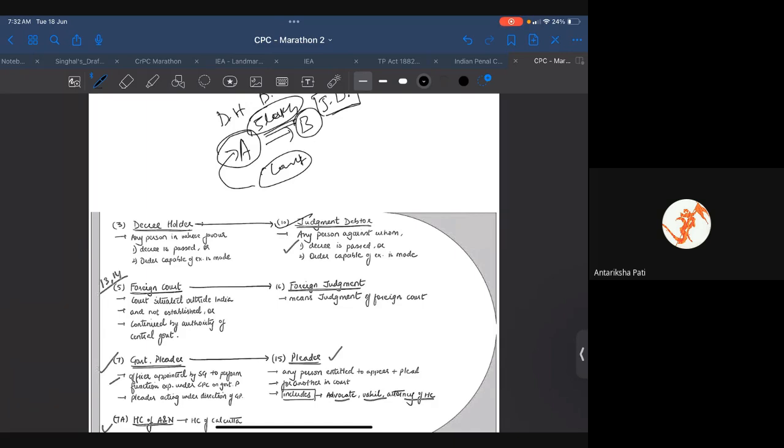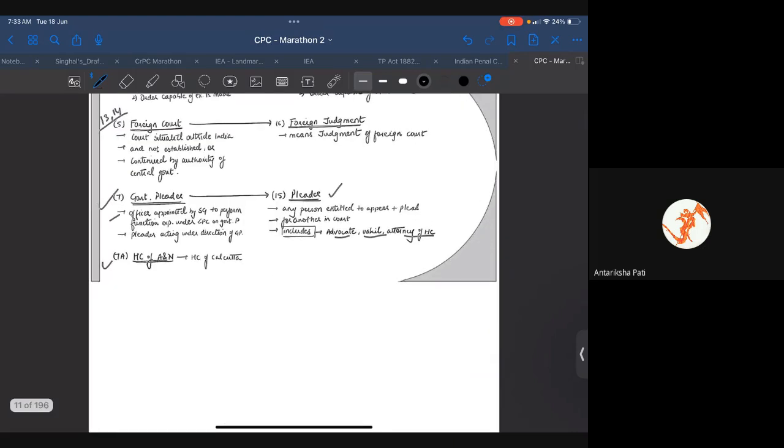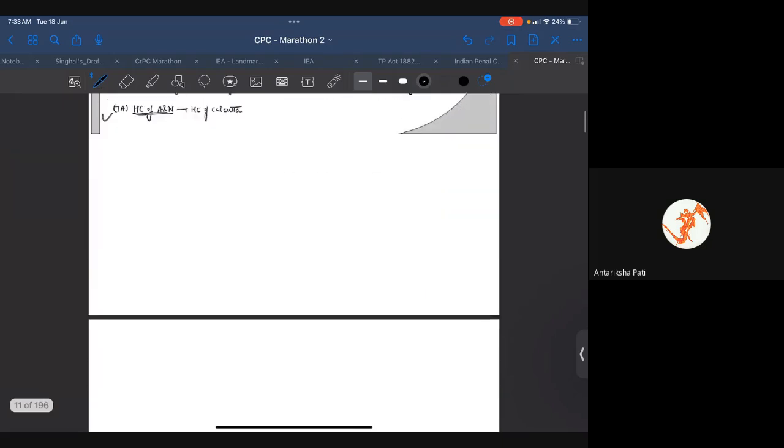Government pleader: an officer appointed by the state government to perform functions expressly under the CPC on the government pleader, and a pleader acting under the direction of the government pleader. He will also be known as a government pleader. Now, a pleader is any person entitled to appear or plead for another in court, and it includes an advocate, vakil, or attorney of the High Court. Now, 7A says the High Court of Andaman Nicobar will be the High Court of Calcutta.